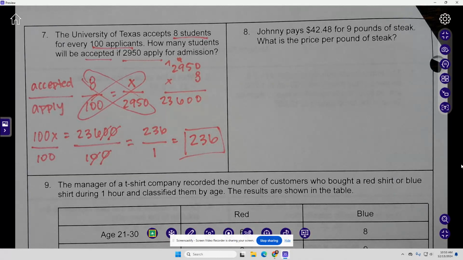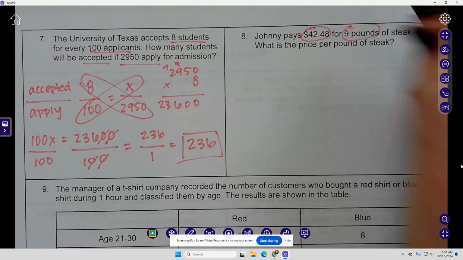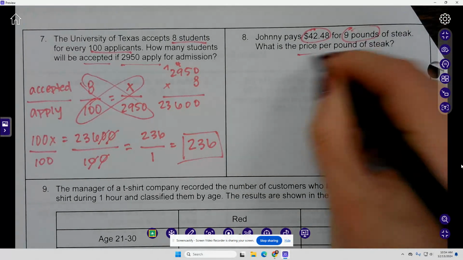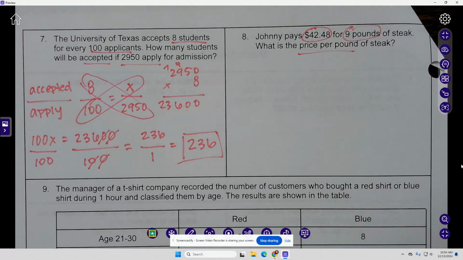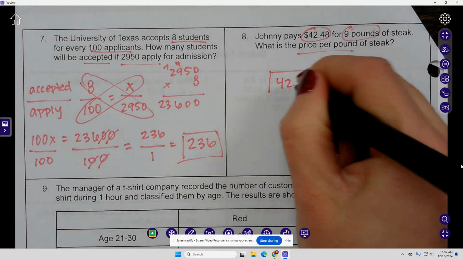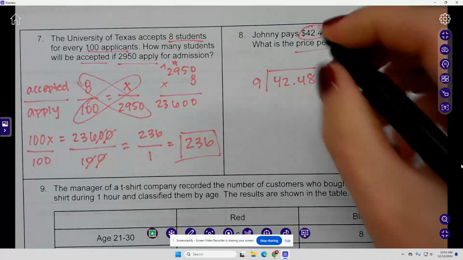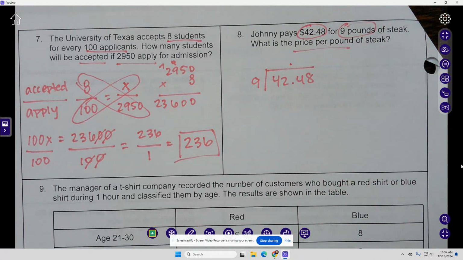Number 8. Johnny pays $42.48 for 9 pounds of steak. What is the price per pound? So on this one, anytime that you see price per pound, price per ounce, miles per gallon, we're trying to find the unit rate. So I'm going to divide the money by the number of pounds. I'm going to bring my decimal to the top.